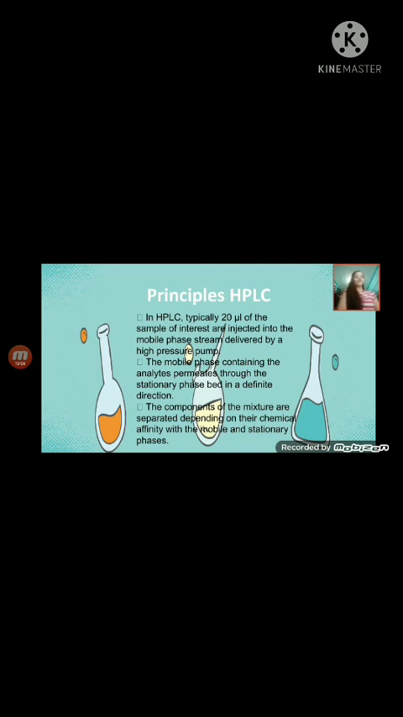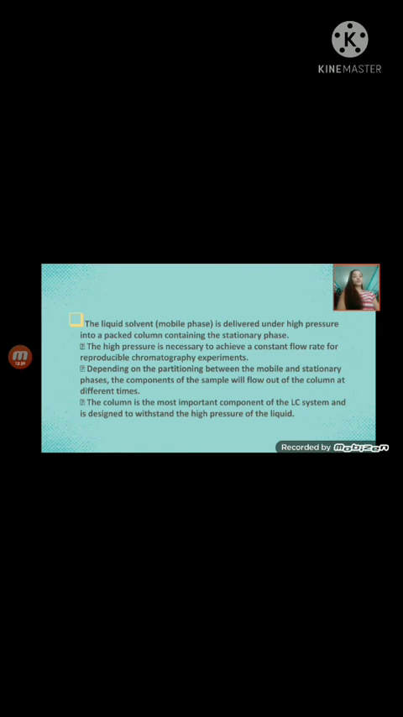So, first principle is that typically the sample of interest is injected into the mobile phase stream delivered by a high pressure pump. Then second, the mobile phase containing the analyte permeates through the stationary phase bed in a definite direction. Then the components of the mixture are separated depending on their chemical affinity with the mobile and the stationary phases. Next, the liquid solvents or the mobile phase is delivered under high pressure into the packed column containing the stationary phase.